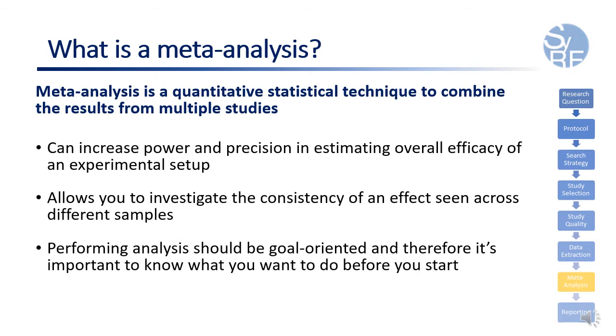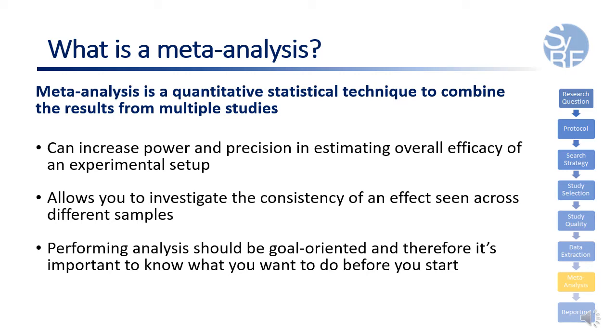At the beginning, what is a meta-analysis? So meta-analysis is a quantitative statistical technique to combine the results from multiple studies. One of the benefits of performing meta-analyses is that it can increase the power and precision in estimating overall efficacy of an experimental setup, more so than if you were basing your conclusions on simply a single study. This is especially useful when findings are numerous and inconsistent with each other across different samples.